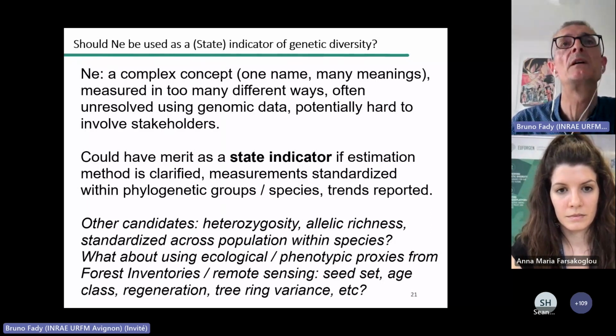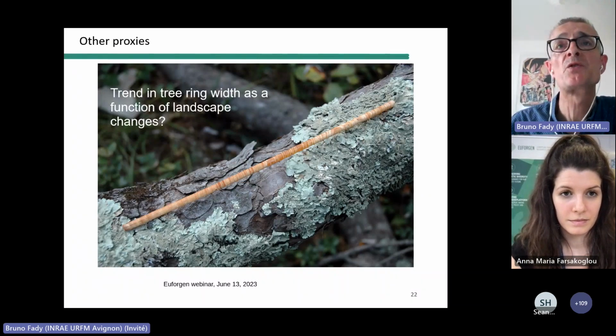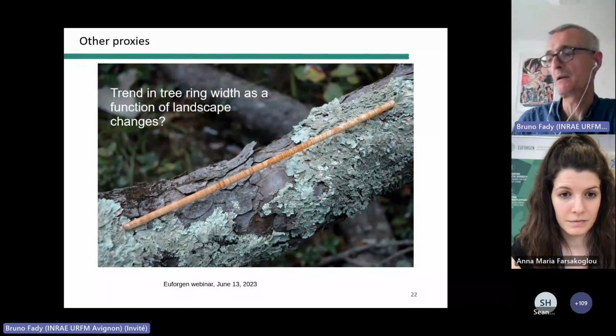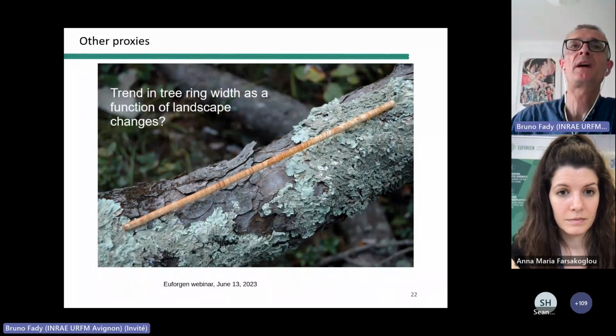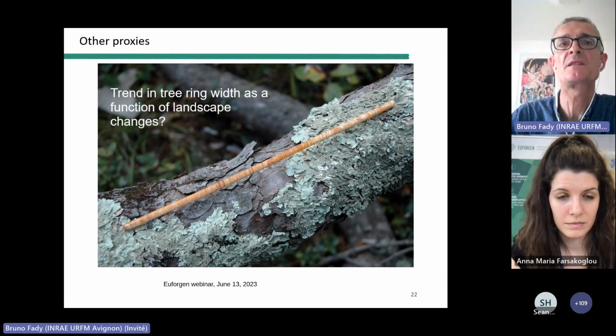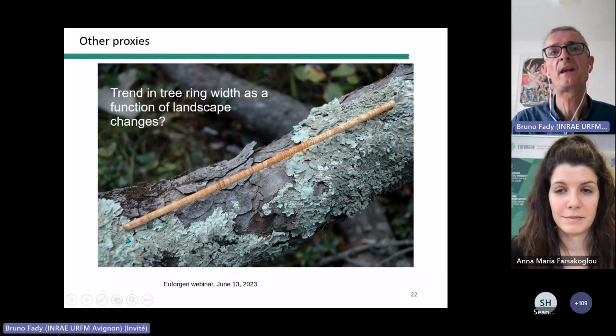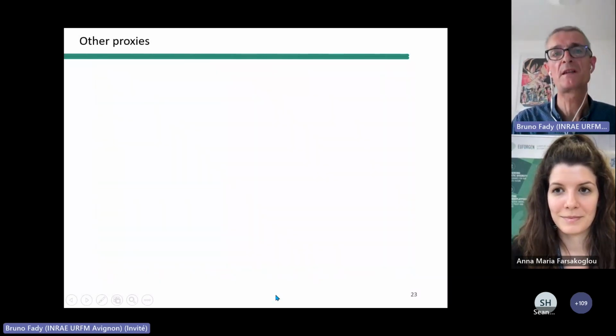And I will end with a nice picture of a tree ring sample showing tree rings with differences, and the fact that those are systematically taken by national forest inventories. And I will stop with this. Thank you very much for listening.